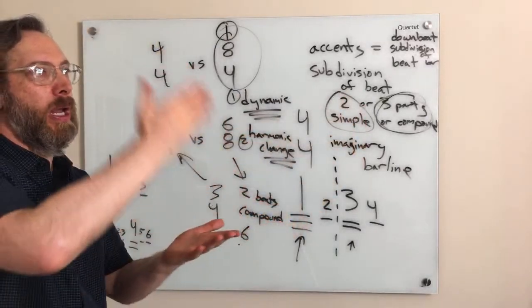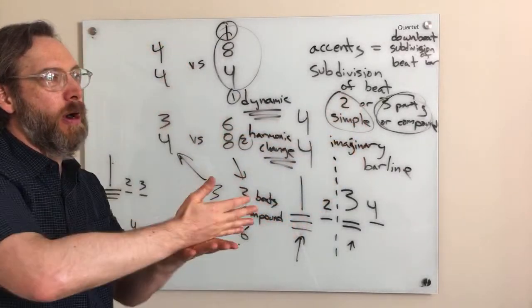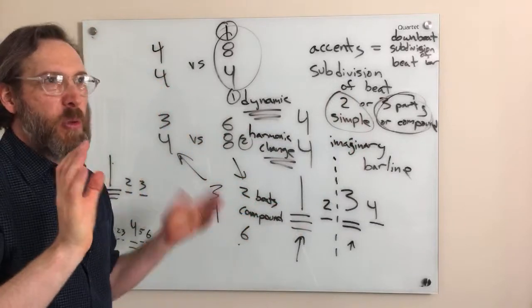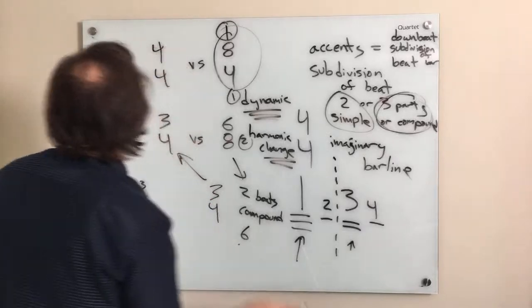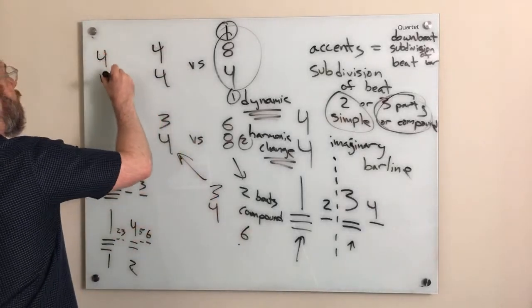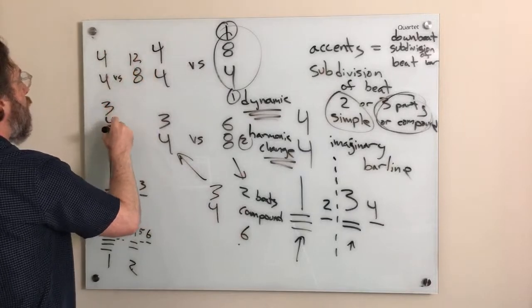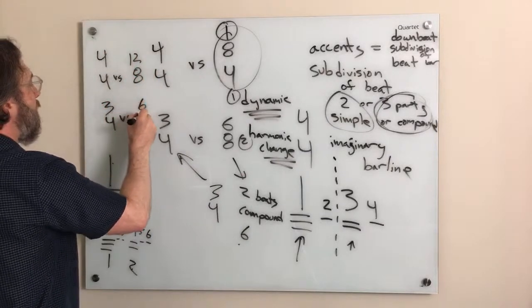And then you look for the subdivision of the beat. Is it 1 and 2 and 3 and 4 and, or is it 1 and a 2 and a 3 and a 4 and a? So the real questions would be 4/4 versus 12/8, 3/4 versus 6/8.